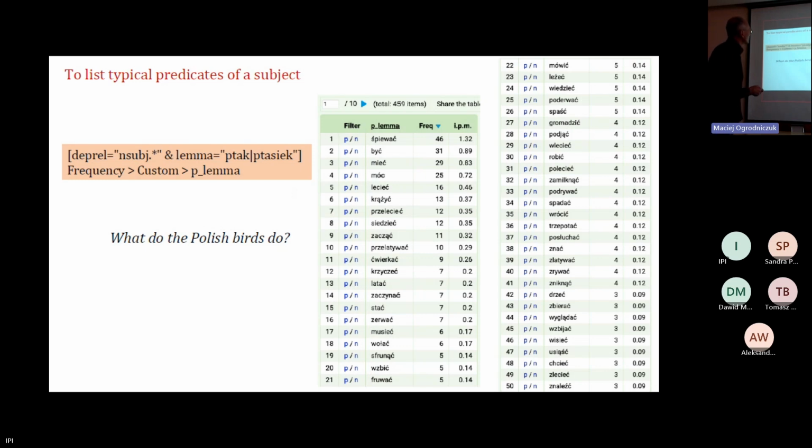What do the birds do? Well, of course, they sing, they have something, so not so important. They fly and so on.